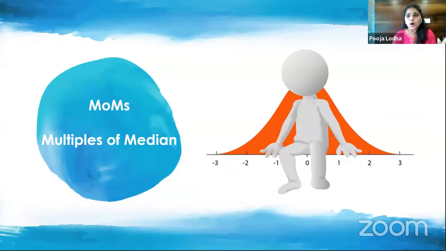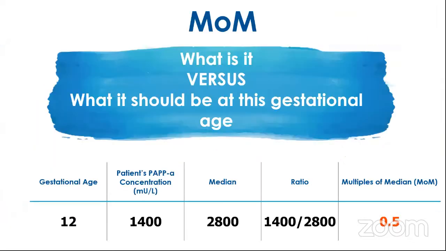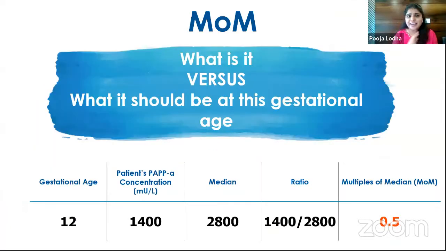We keep hearing the word MoMs. All the talks, all the conferences, and all the papers talk about MoMs. MoMs are multiples of median. What is a MoM? MoM is the boss, just like our mother is. So unless we convert the biochemical values into multiples of medians, we do not understand their implication in that particular patient. MoM is what the value is versus what it should be.